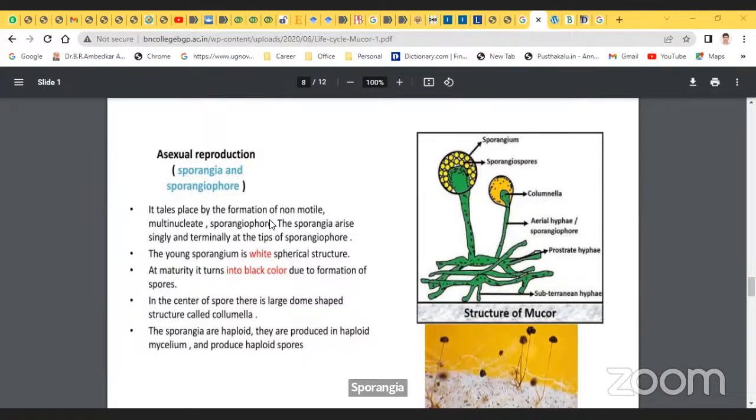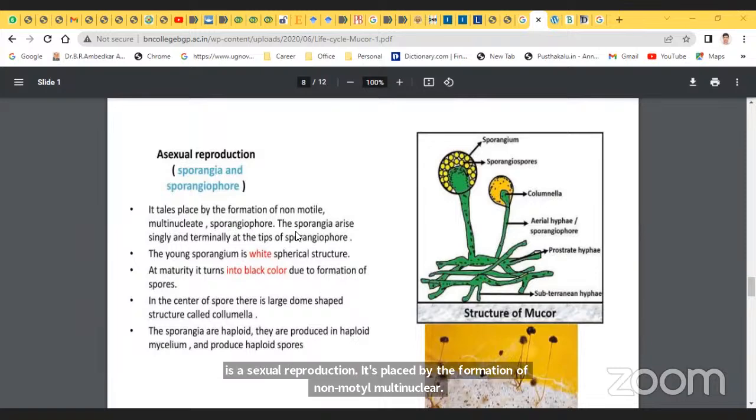First of all, the mycelium, the hyphae, grows upright like a straight line. That is called the sporangiophore. The sporangiophore bears the sporangium. The sporangium produces the sporangiospores. These are the very important reproductive organs in asexual reproduction. Asexual reproduction occurs by the formation of non-motile, multinucleate sporangiospores. The sporangia arise singly.